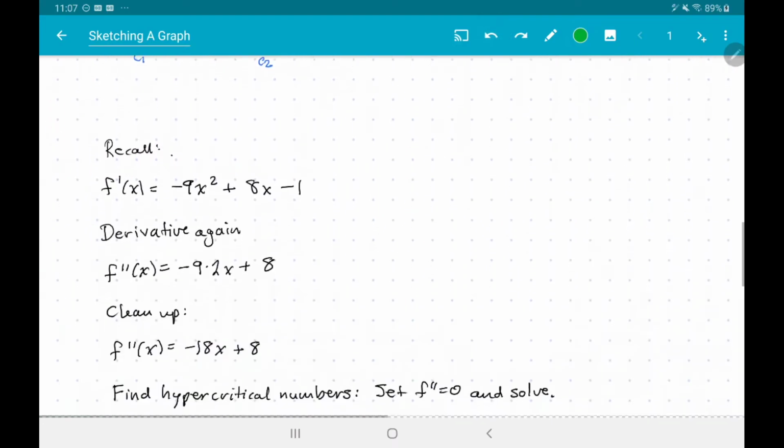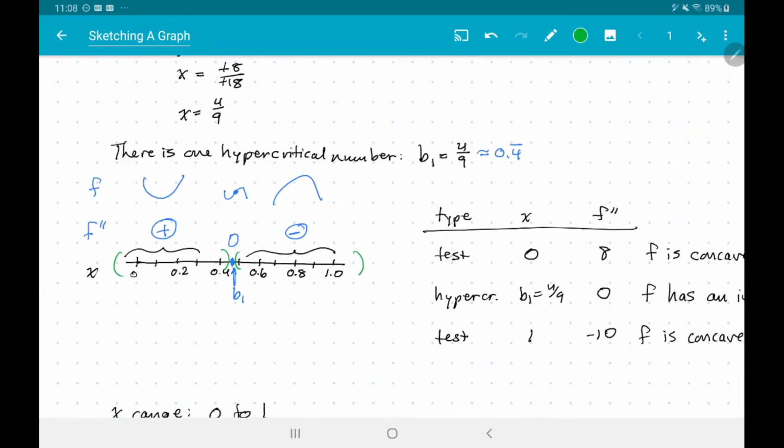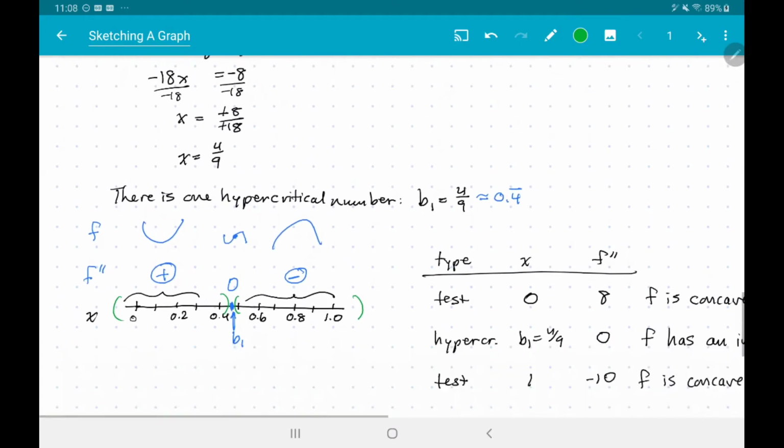That is completely consistent with the shape that we're getting here. Furthermore, the critical number C1 is at about 0.15, so that's about here. Notice that f is concave up at C1.